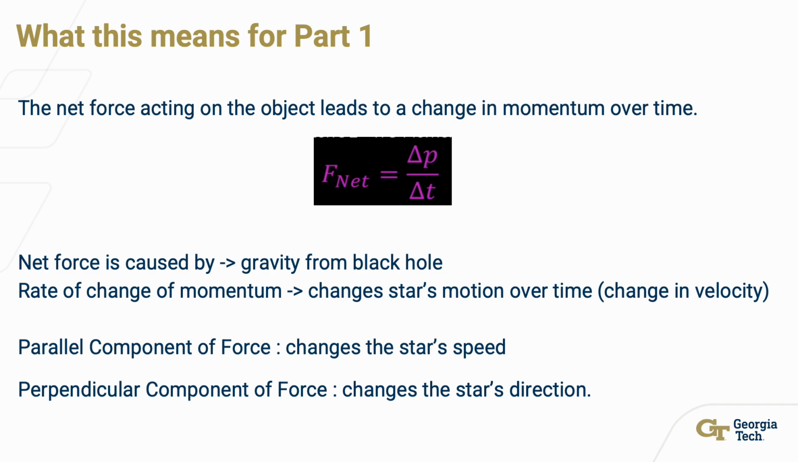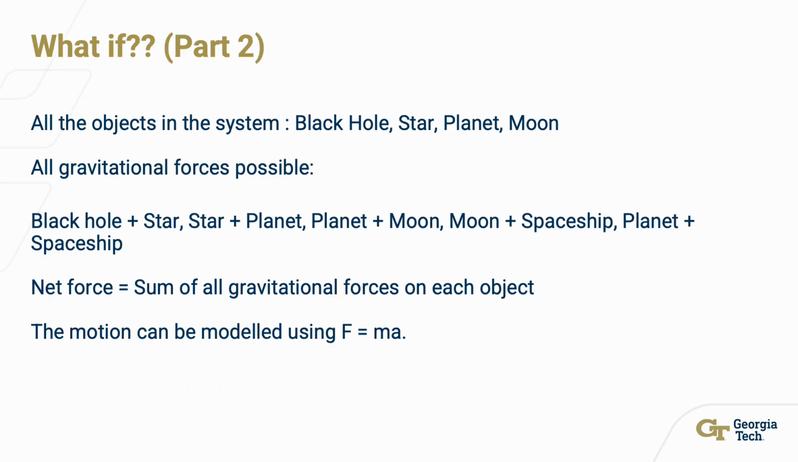Now, diving into the additional questions, the net force leads to a change in momentum over time. This force is caused by the gravity from the black hole, and this rate of change of momentum changes the star's motion over time. The parallel component of this force changes its speed, and the perpendicular component of the force changes the star's direction.